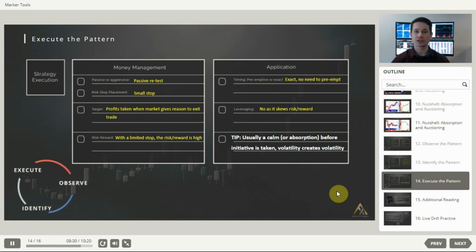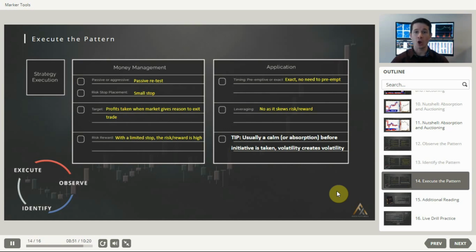Okay, in terms of leveraging, we're going to talk a lot about this. This is simply: can you get big? How can you get big? Can you put on some size? Where can you put on some size? Where can you get big? We will discuss leveraging a lot later on in one of the units and why it's so important. But for now, just know, within this strategy, we're not interested in leveraging. Why? It skews the risk reward.